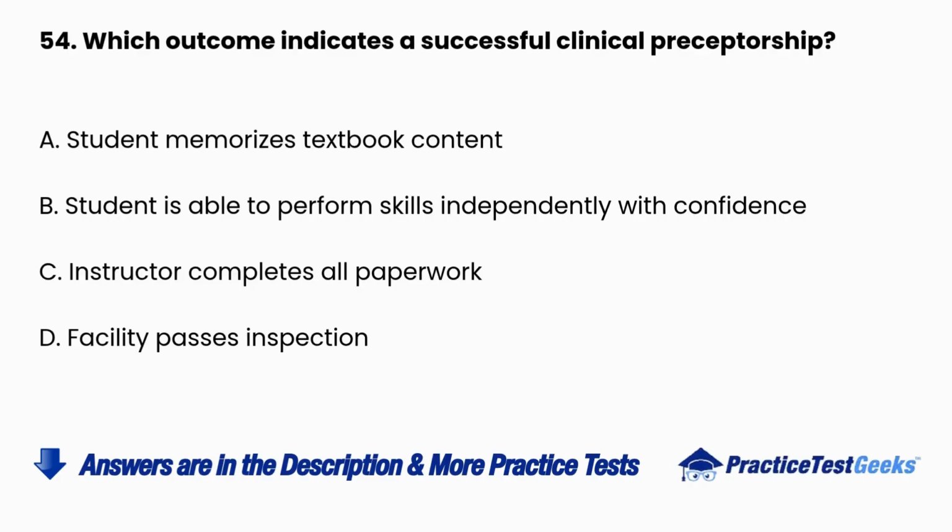54. Which outcome indicates a successful clinical preceptorship? A. Student memorizes textbook content. B. Student is able to perform skills independently with confidence. C. Instructor completes all paperwork. D. Facility passes inspection.